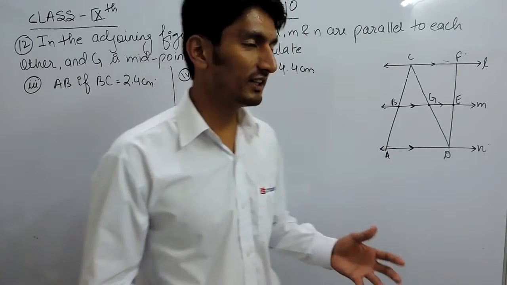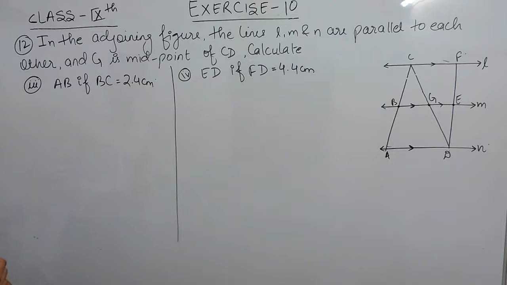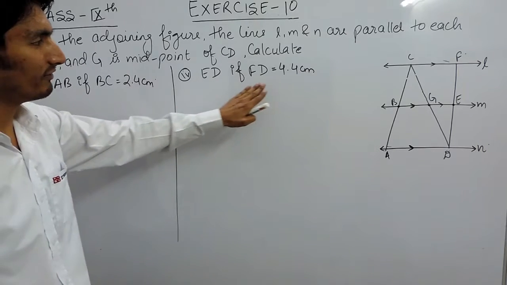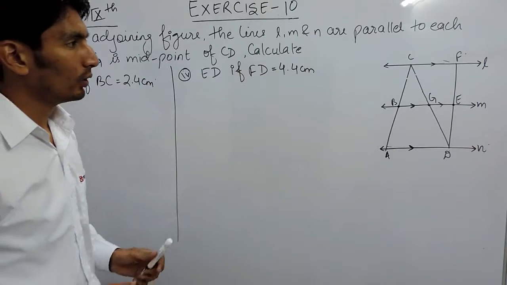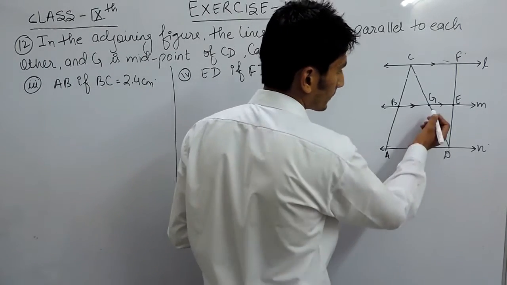Hello everyone, in this video we are going to solve part 3rd and part 4th of question number 12. Again you are given a figure where L, M and R are parallel lines and G is the midpoint of side CD. You have to calculate AB when BC is given to you, and in this case you have to find ED when FD is given to you. Okay, now again you have to use the midpoint theorem.